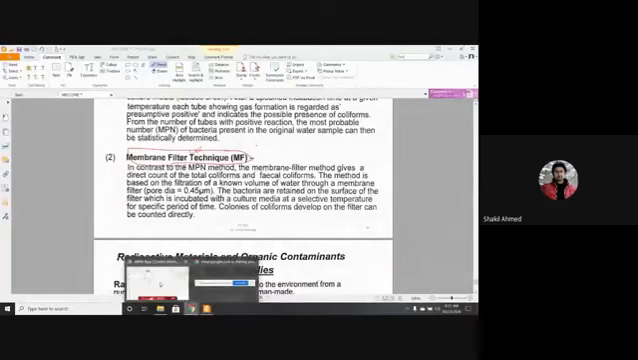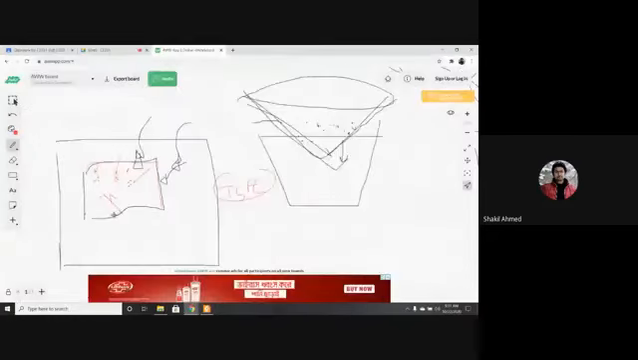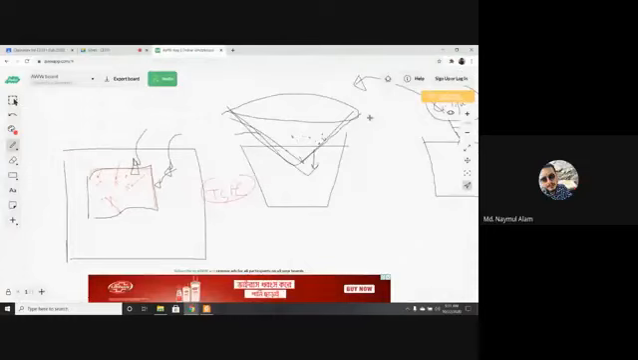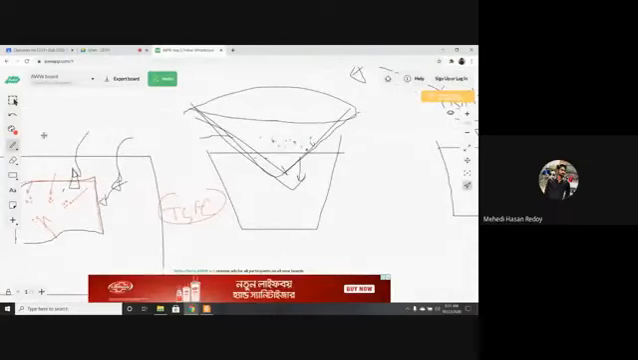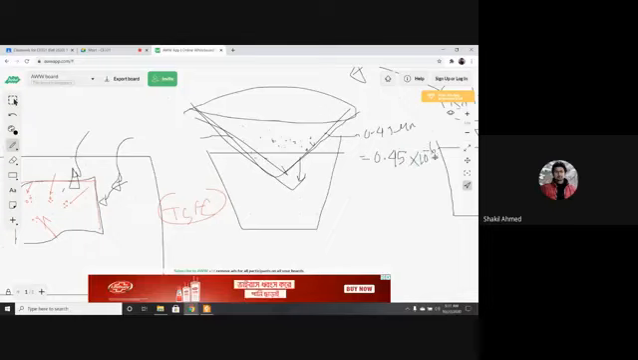And the filter, is it clear, guys? Yes, sir. The pore size of this filter is 0.45 micrometer. That is 0.45 times 10 to the power minus 6 meter. And the coliform group of bacteria is larger than this size, so they cannot pass through the filter. Okay.